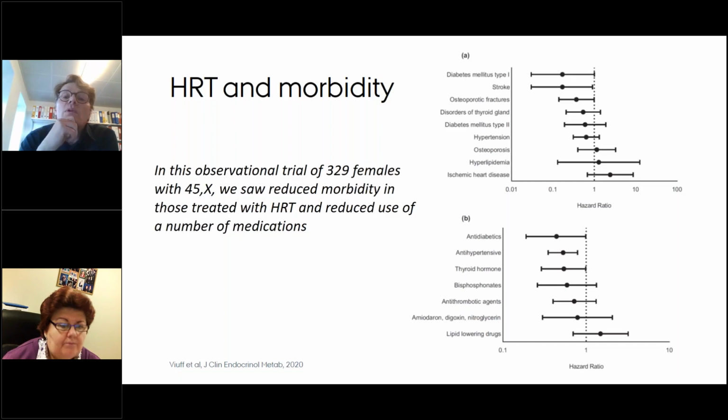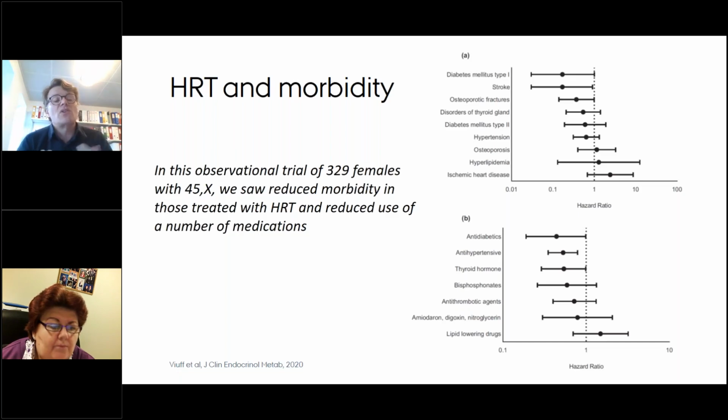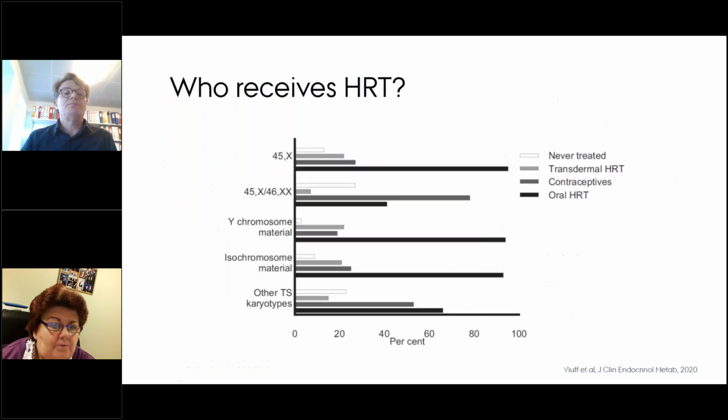As you can see here, there were fewer cases with stroke, fewer cases with type 1 diabetes and osteoporotic fractures in the group that was receiving HRT, while the group that was not receiving HRT had a higher frequency of these diseases. And there were trends in that direction for a number of other diseases. And there was also a reduced use of medications, antidiabetics, antihypertensives, thyroid hormone, and bisphosphonates, and so on. So just emphasizing that HRT is really important in Turner syndrome.